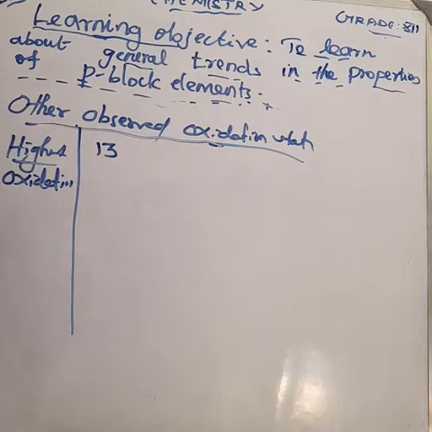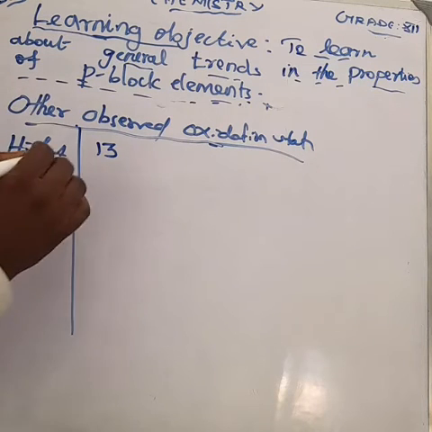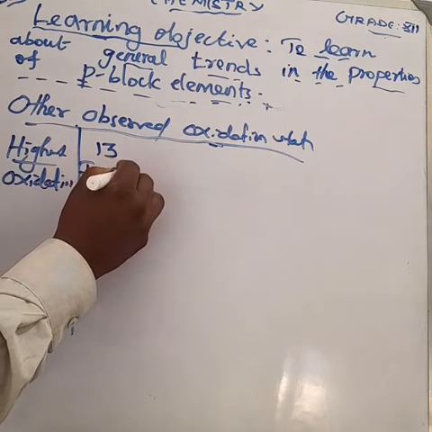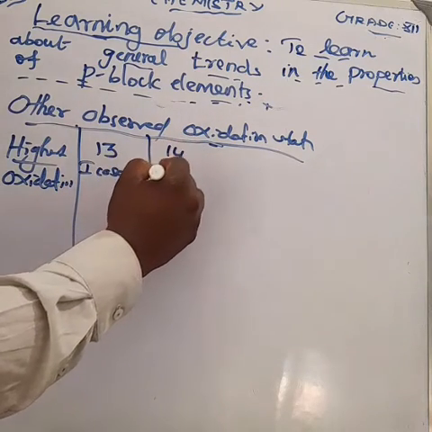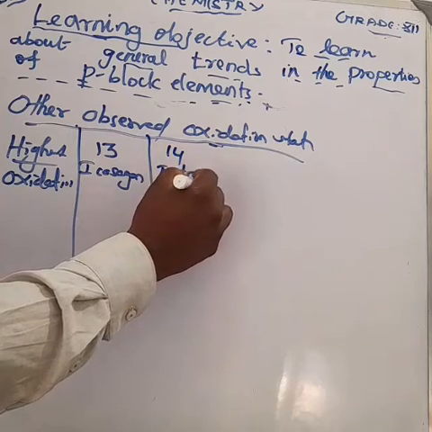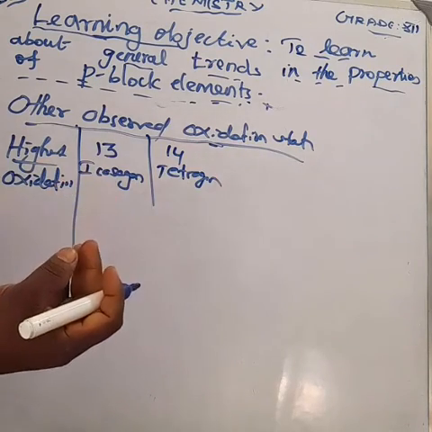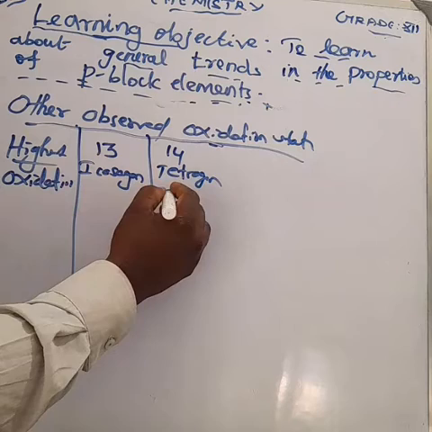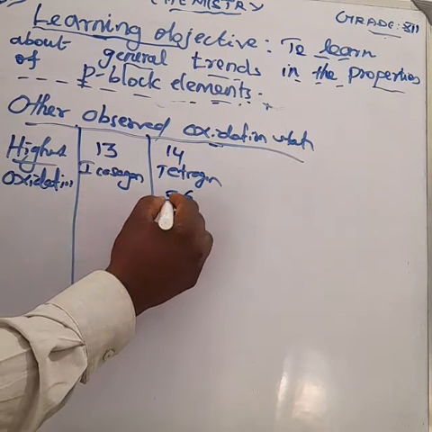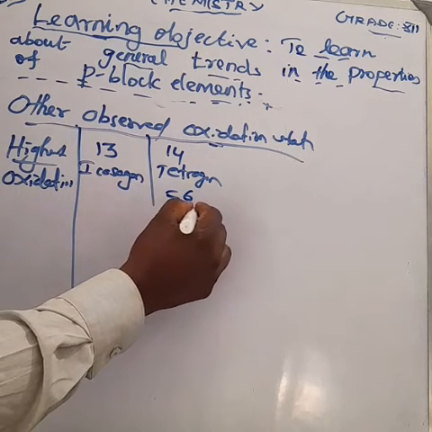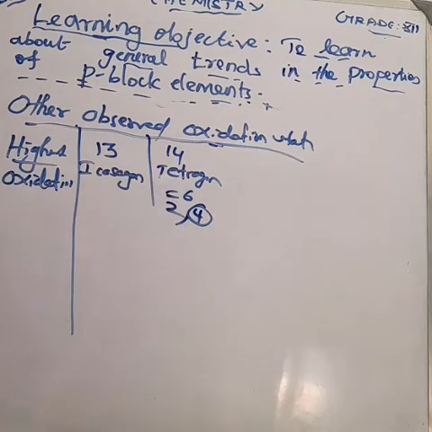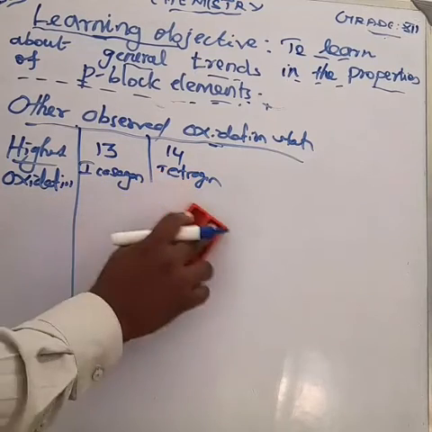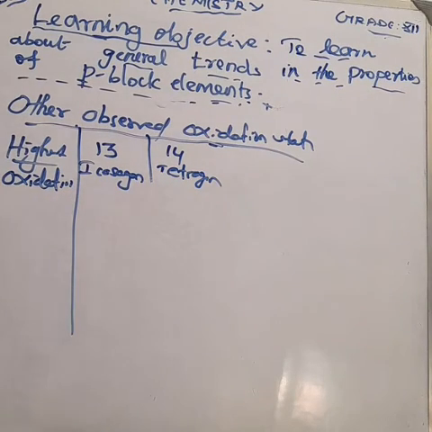The 13th group is called icosagen, the boron family. Next, the 14th group is tetragen. Tetra means 4, am I right? What is the atomic number of carbon? It is 6. The first shell accommodates 2 electrons, the second shell 4 electrons. 4 means tetra, so the carbon family we say tetragen. Don't forget that.